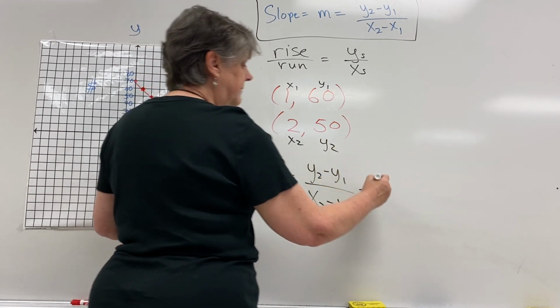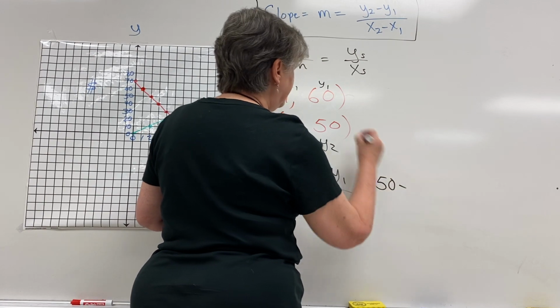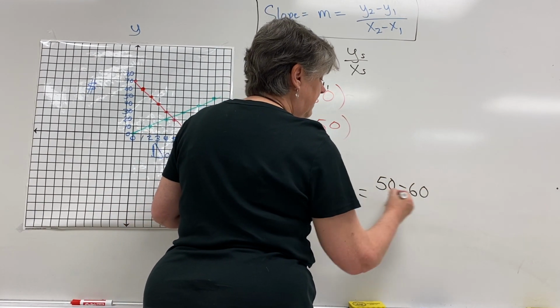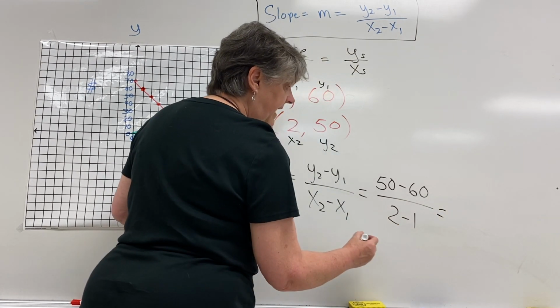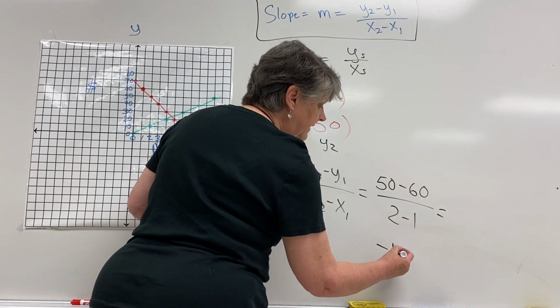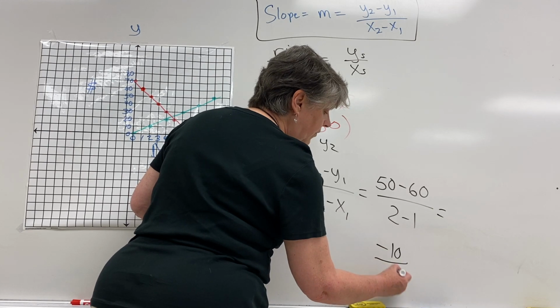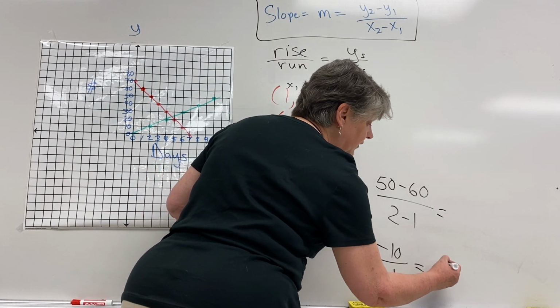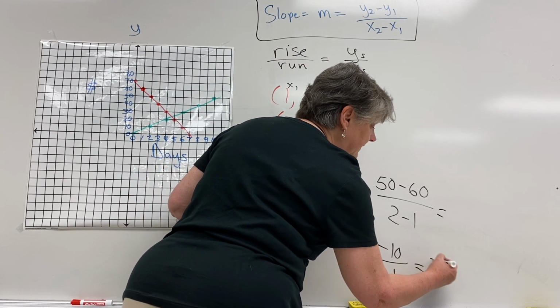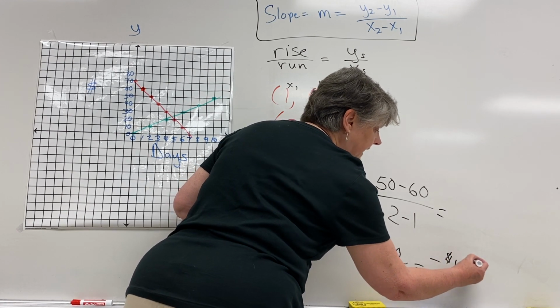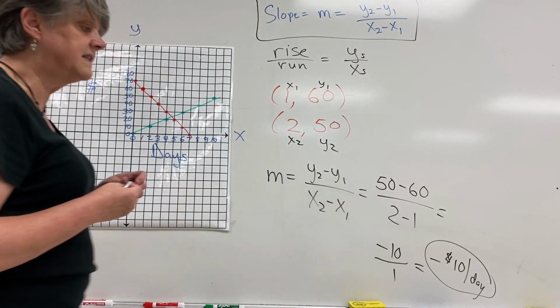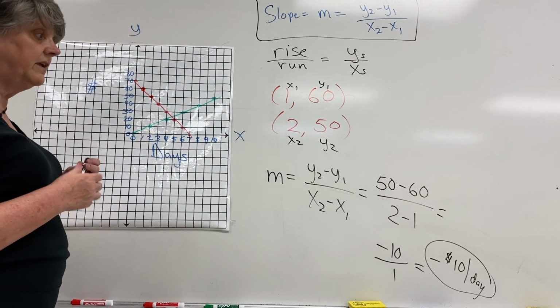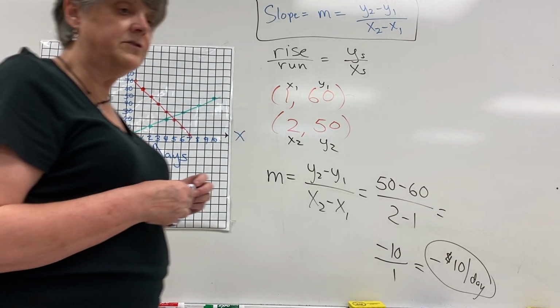And I plug it in. It's going to be 50 minus 60 over 2 minus 1. And when I do that math, I end up getting negative 10 over 1. And so that means I'm losing $10 a day. So whatever I'm doing, I'm losing $10 a day, and that's going to be my slope. That's my rate of change, losing $10 a day.